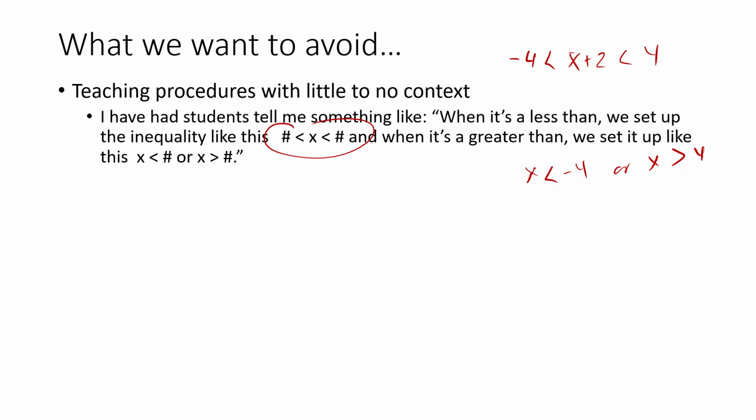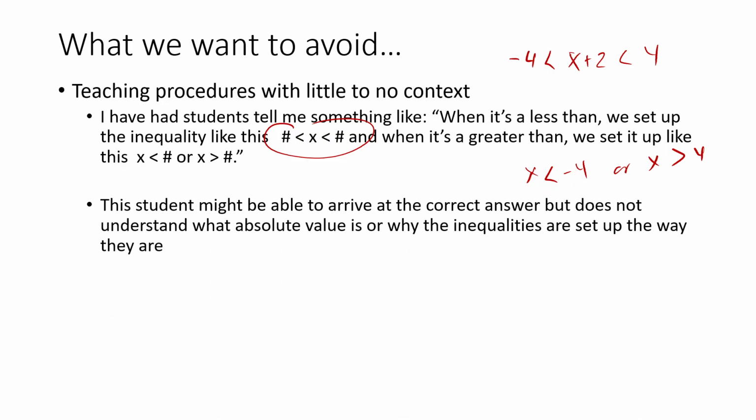And here's the problem with that. As soon as the student says that, this student might be able to arrive at the correct answer, but does not understand what absolute value is, or why the inequalities are set up the way they are. Somebody has just simply given them a procedure. If you see this symbol, then your answer will look like this. If you see this greater than symbol, then your answer will be like this. And the student does not know anything about the distance from 0, or why the resulting values of x are going to give them values that make the inequality true.